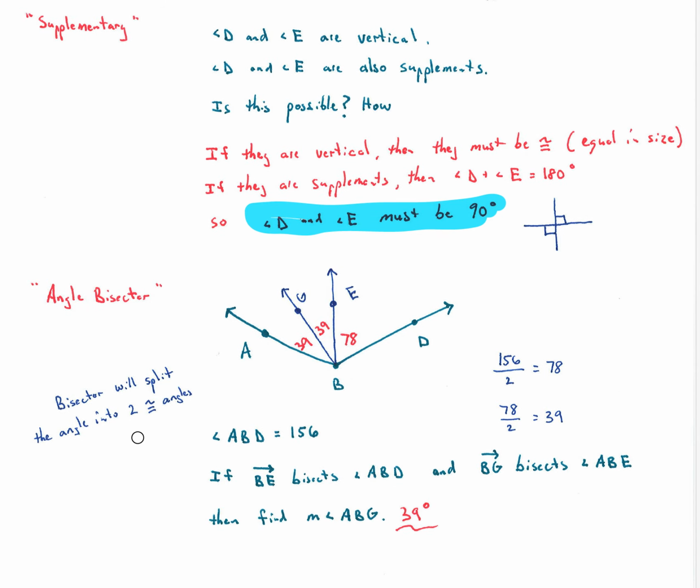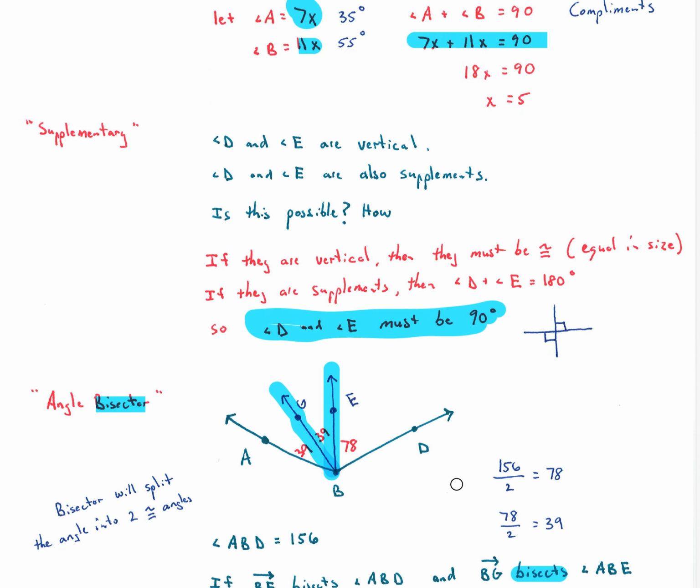And the last one, an angle bisector. And again, the word bisector means cut in half. So if it's an angle bisector, that means EB is the bisector. That must mean 78's on this side and 78's on this side. But then it says BG also bisects, which means this guy is a bisector of the 78. So split 78 into two, 39 and 39. And again, it says find that angle. So that angle is 39 degrees. So it's like a double bisector.